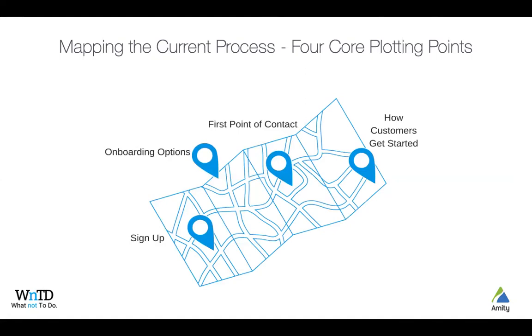Then look at how customers actually get started. This is a little bit different than the onboarding options, because even though you have a number of different onboarding options in place, how your customers are actually getting started could be a completely different thing. So look at what those common paths are and see what the delta is. Look at the difference between the onboarding options you have in place versus what your customers are actually experiencing. From there, determine the appropriate customer engagement framework.